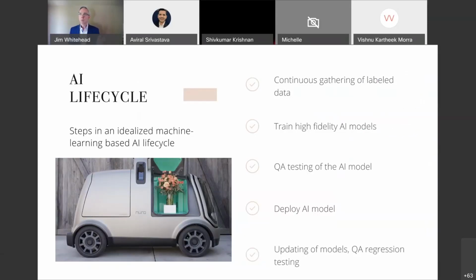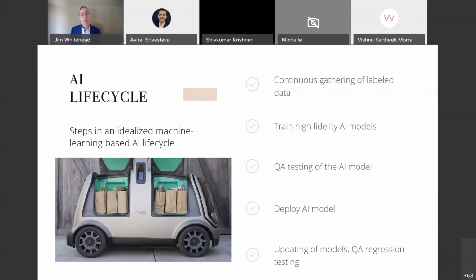Okay, so when you are developing an AI system, there's an idealized AI lifecycle that you go through. So you start off with continuous gathering of data. You then use that data to train high fidelity AI models. You then perform some kind of QA testing of that model. Once the model seems like it's working pretty well, you then go ahead and deploy that model out into your real world use situation. And then you have to update those models and continually perform QA on those models as you go along.